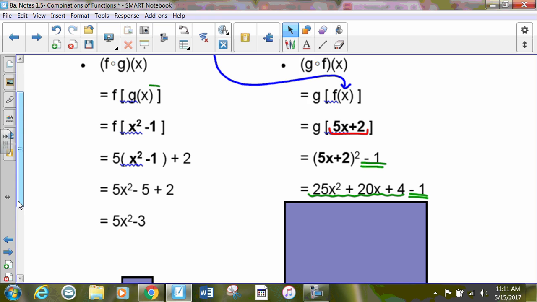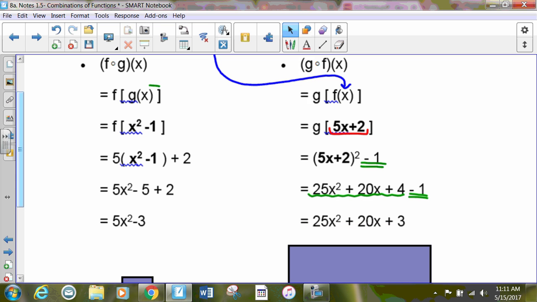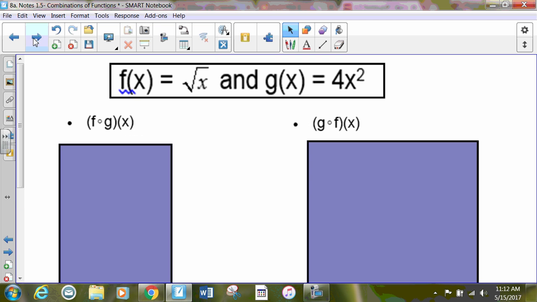And the very last thing we're going to do is combine the like terms. 4 minus 1 is 3. So we see that fog is definitely different than goff. Let's see if we've got anything else in this section. Okay, we're going to practice again.